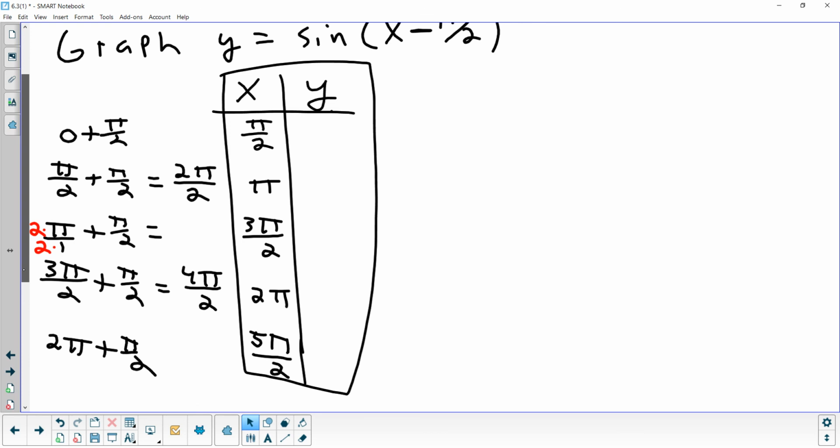Jake? 0, 1, 0, -1, 0. Yeah, so there is your table. And the way that would be graded on the test, I give you 1 point for each x and y value you get right. So the table is worth 10 points. Any question on that?